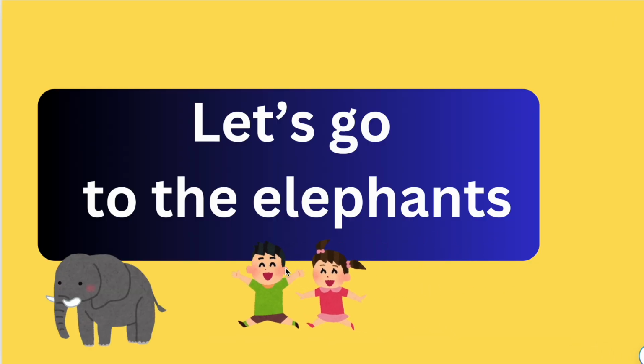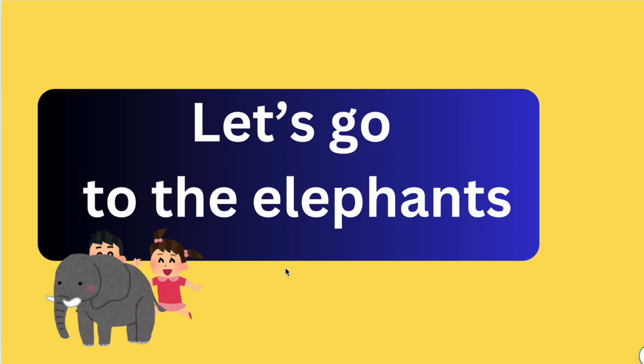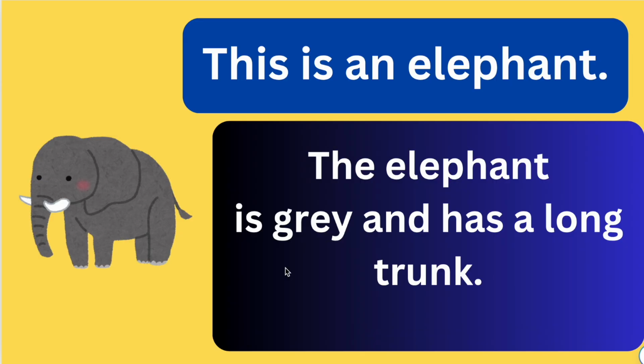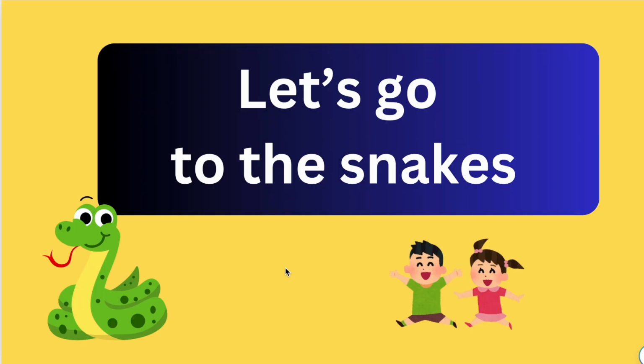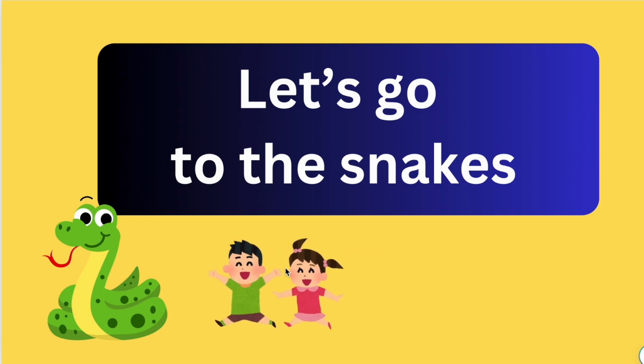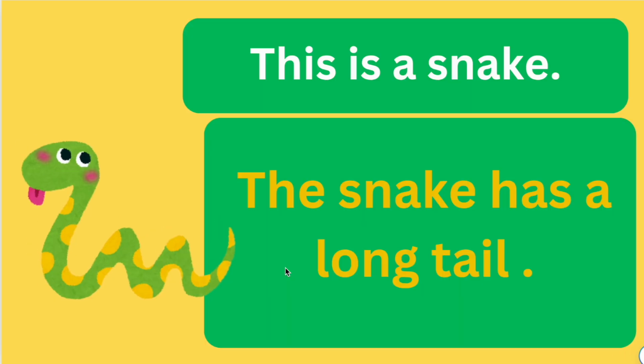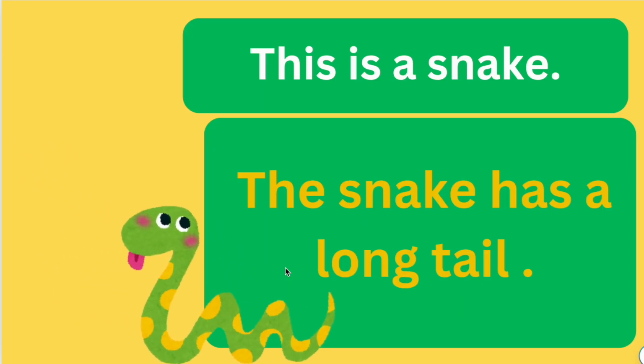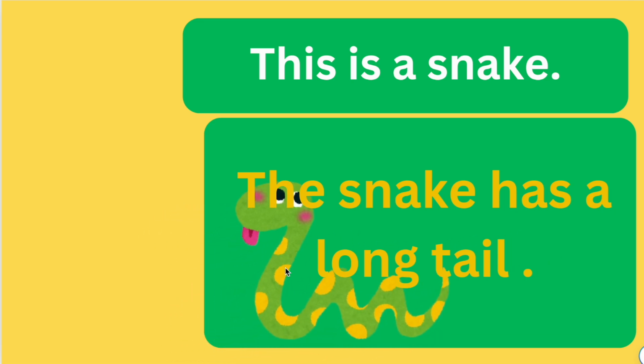Let's go to the elephants. This is an elephant. The elephant is gray and has a long trunk. Let's go to the snakes. This is a snake. The snake has a long tail.